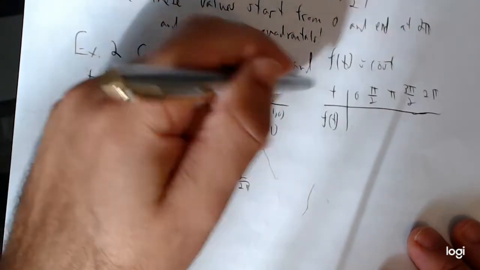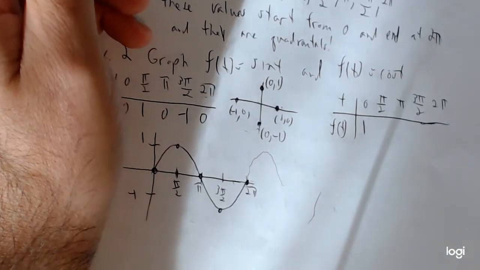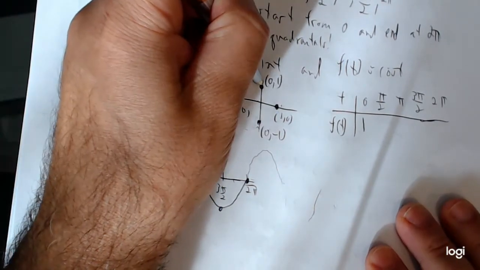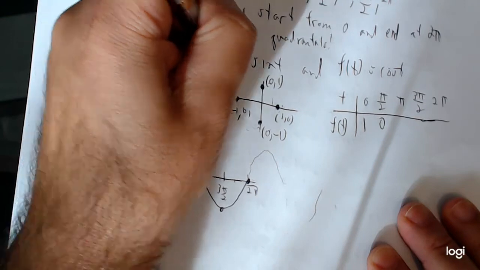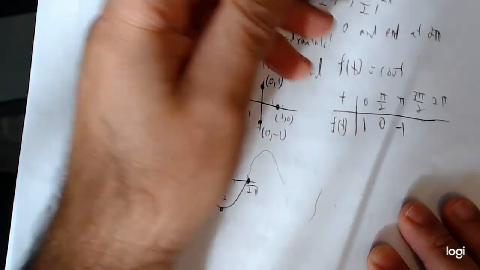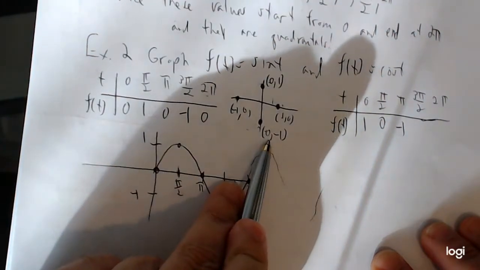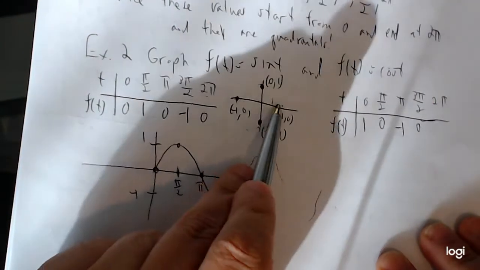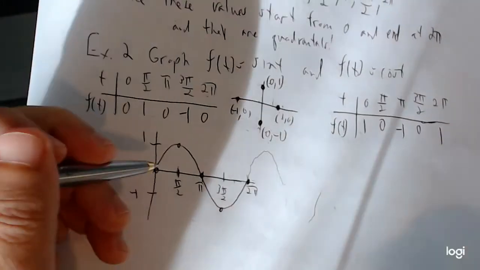For cosine, it's x over r. X is 1, r is 1. That gives me 1. At pi over 2, puts us up here. X is 0, 0 over 1 is 0. At pi, x is negative 1, negative 1 over 1 is negative 1. At 3 pi over 2, x is 0, 0 over 1 is 0. At 2 pi, it brings me back all the way here, which is 1 over 1, that's 1.